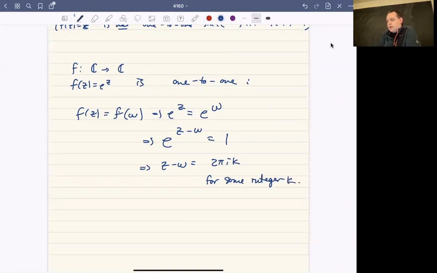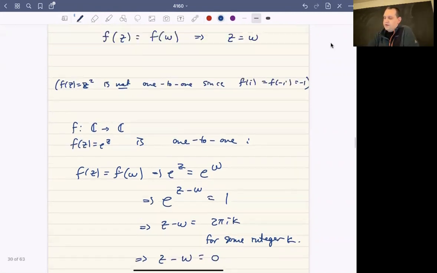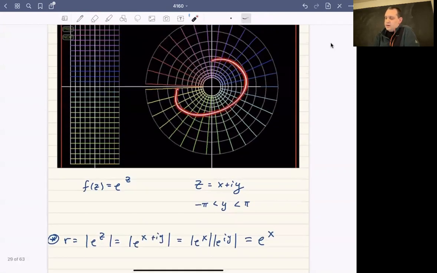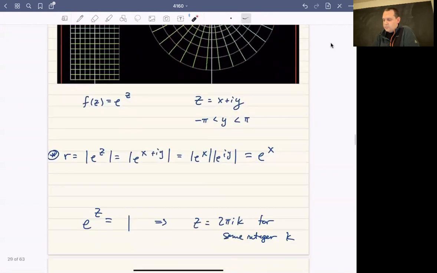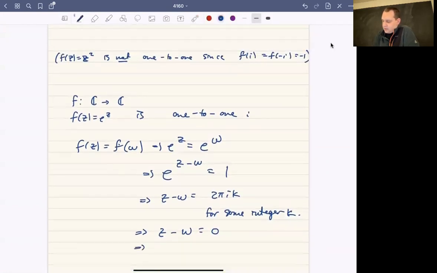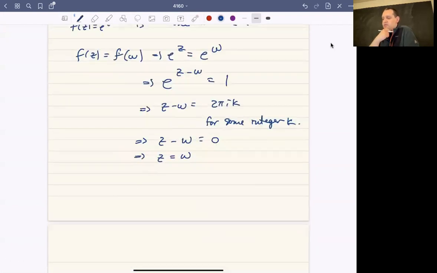And what this actually means is that z minus w is equal to 0, because the only values that we're allowing are from negative pi to pi. So if we want to talk about the values from negative pi to pi where we have integer multiples of 2 pi, well, the only one is 0. Okay, so that means that this only happens at that angle 0, and therefore z is equal to w, excuse me. And so this tells you that the function is 1-to-1, meaning that any two different inputs go to two different outputs.